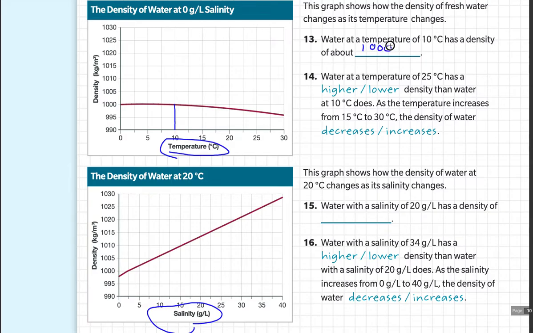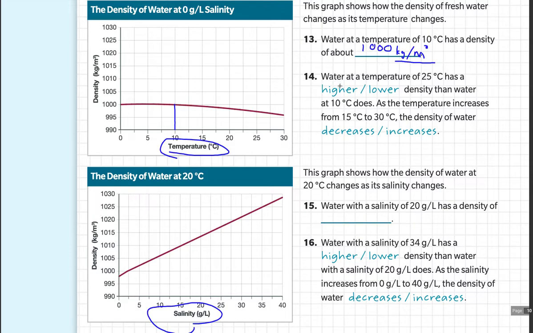This would be 1,000 kilograms per meter cubed, which means that a cubic meter of water, so a cubic meter would be like a meter stick wide, a meter stick deep, a meter stick high, a giant chunk of water, would weigh 1,000 kilograms.